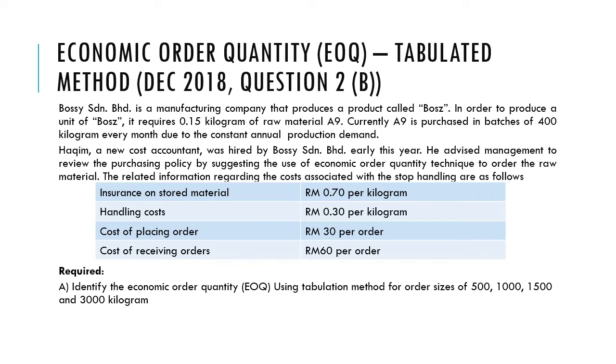The next two items under here are the costs for ordering. So if you want to order A9, every time you want to order, you will have to incur a total of 90 ringgit per order. The question asks you to identify the EOQ using the tabulation method for order sizes 500, 1000, 1500 and 3000 kilograms. It means, what is the total cost if the company orders 500 per order? Or what is the total cost if the company orders 1000 per order? What's the total cost if the company orders 1500 kilograms per order?